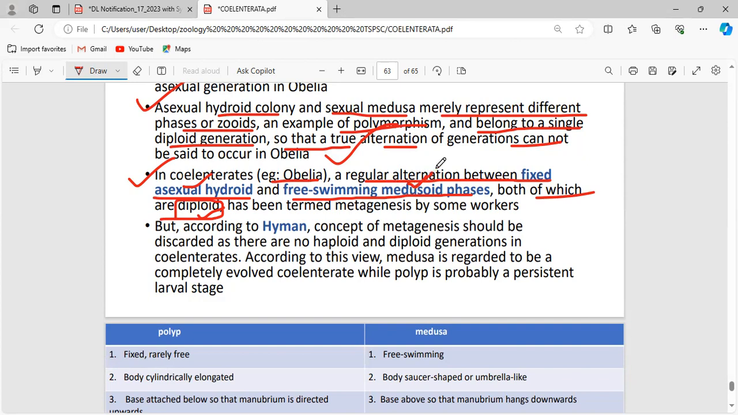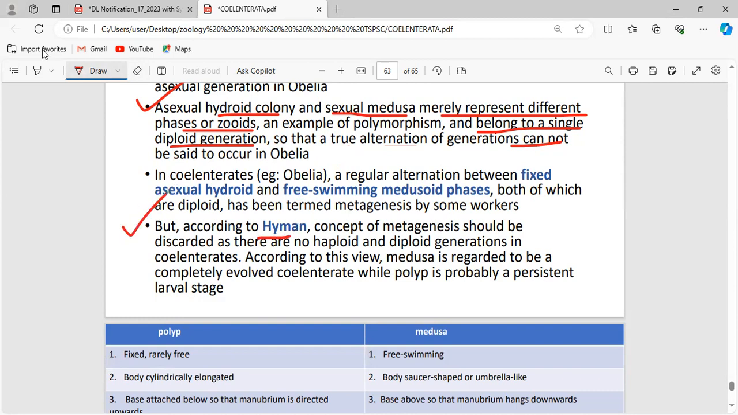But from where has this medusa developed? From the asexual budding method. As it is a result of asexual budding, it is definitely diploid in nature. So both are diploid. So it is not a true alternation of generation, but anyhow, since both asexual and sexual reproduction are seen here, it is said to be alternation of generation.